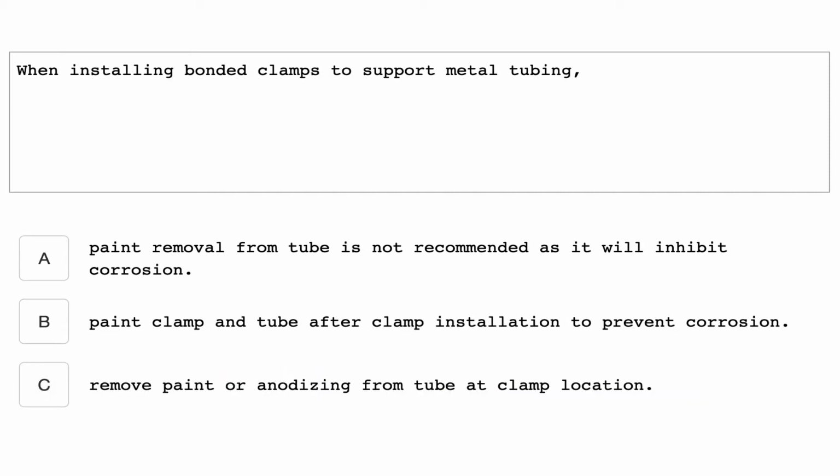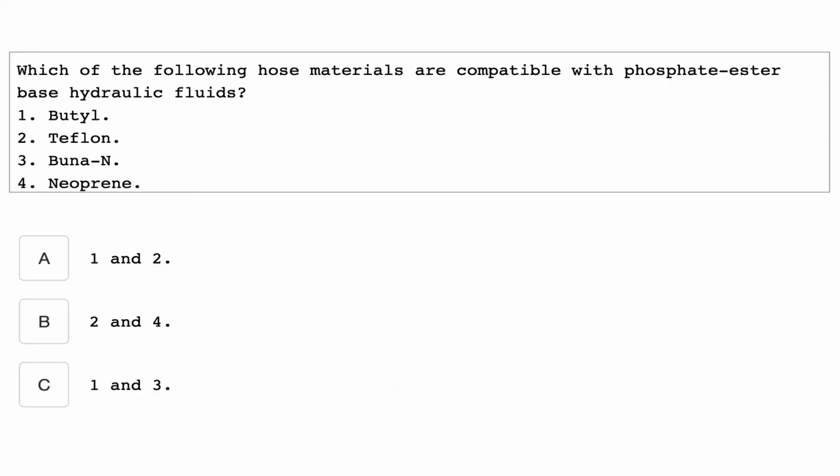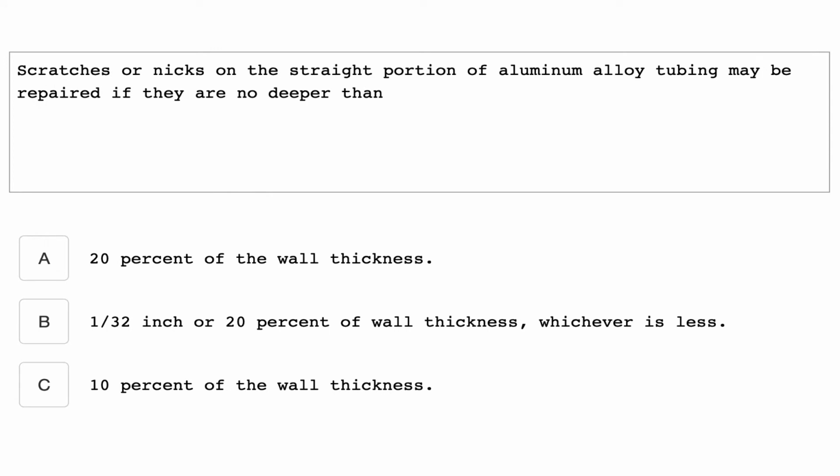When installing bonded clamps to support metal tubing, remove paint or anodizing from the tube at clamp location. Which of the following hose materials are compatible with phosphate ester-based hydraulic fluids? 1. Butylene. 2. Teflon. 3. Buna-N. 4. Neoprene. It's going to be 1. Butylene and 2. Teflon.